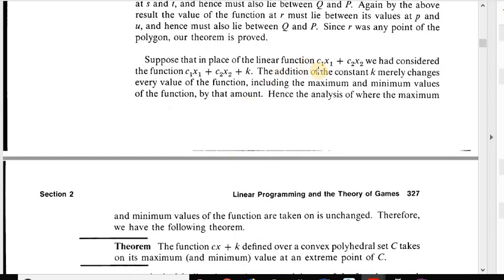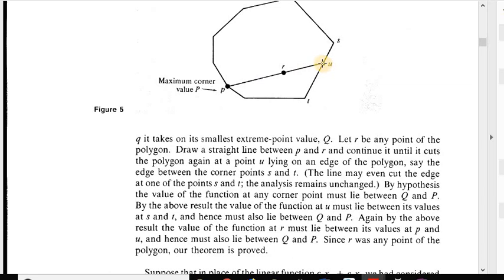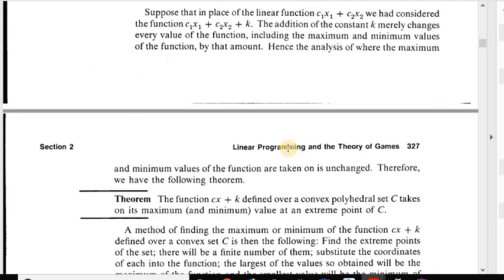Now, the point here is that suppose to this linear function we add a constant. Well, if you add a constant to this linear function, then you're adding a constant everywhere. It doesn't change the relative size of the functional value. If this value is bigger than this one, and if I add k to both values, this value is still bigger than this one, right? Because I'm just adding k everywhere. It's like you're raising the floor. If you're raising the floor, then everything looks just the same. You don't see any difference.